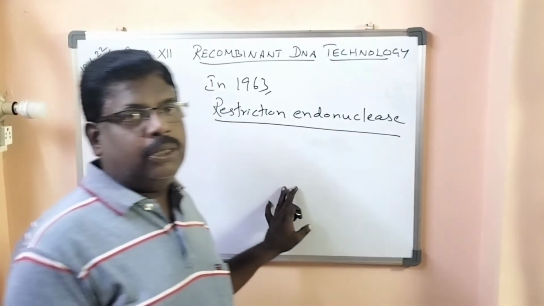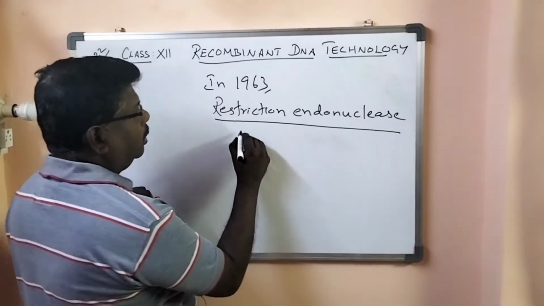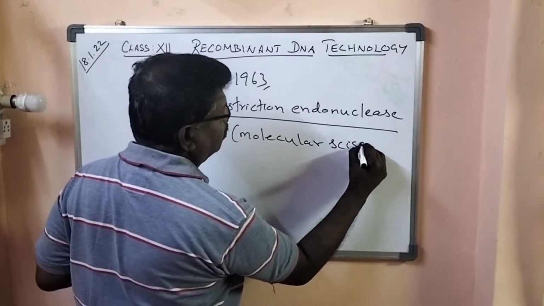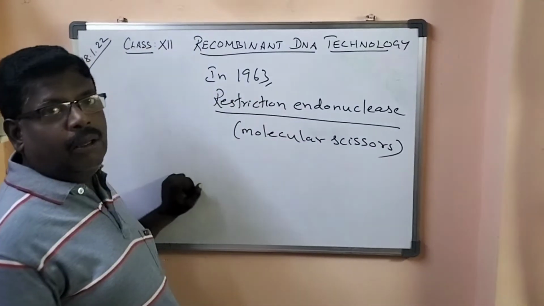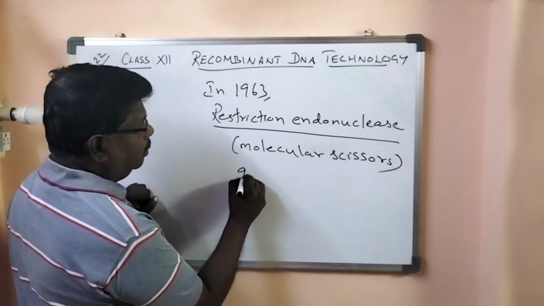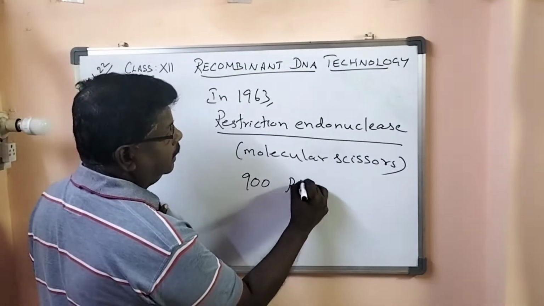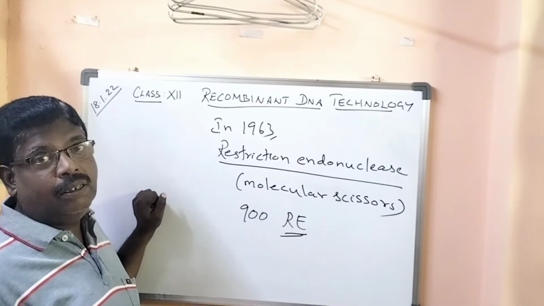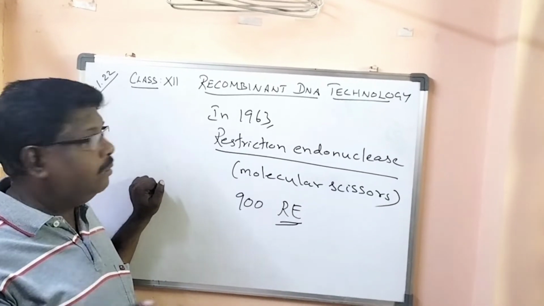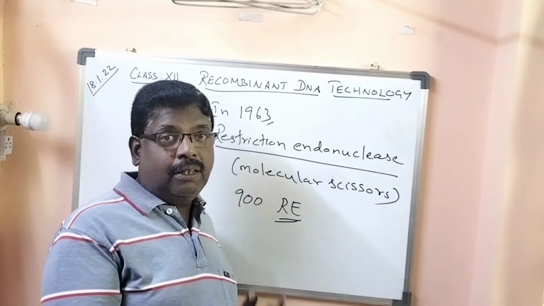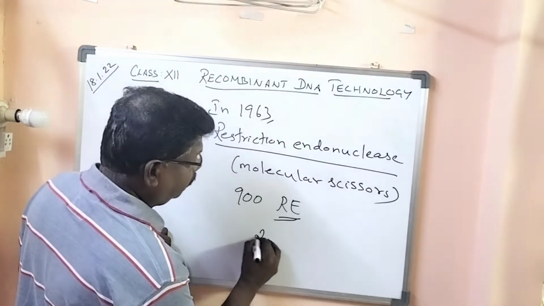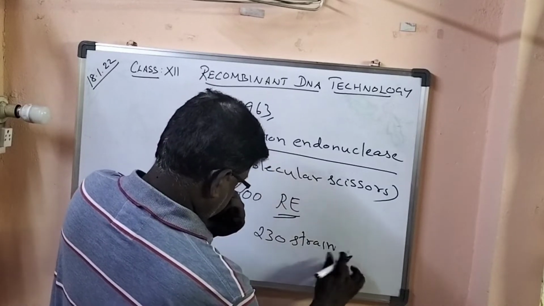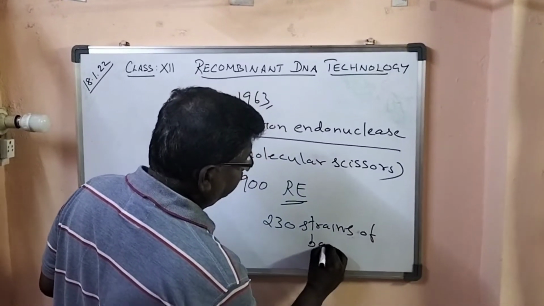So we're going to learn about this particular enzyme. This is also known as molecular scissors. Now we have about 900 such enzymes. RE means restriction endonuclease. These enzymes have been derived from some 230 strains of bacteria.